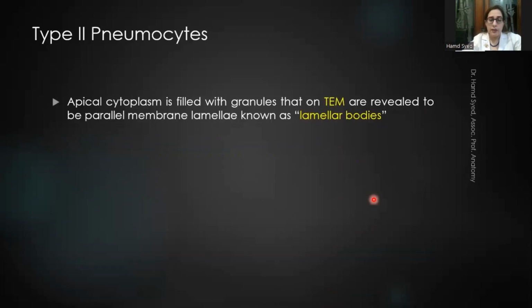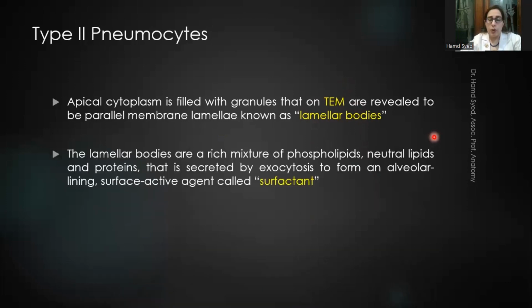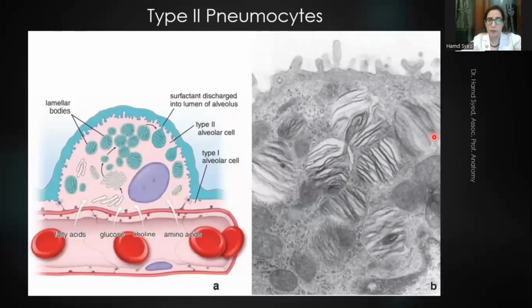Type 2 pneumocytes have cytoplasm which is filled with granules. And if we look at this in the electron microscope, we can see that there are small lamellar bodies. Lamellar bodies contain parallel membranous lamellae. And these lamellar bodies contain a mixture of phospholipids, neutral lipids, and proteins, which is eventually secreted by exocytosis, and this forms an alveolar lining surface active agent called surfactant.